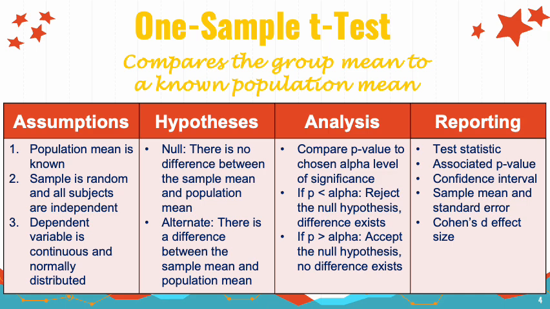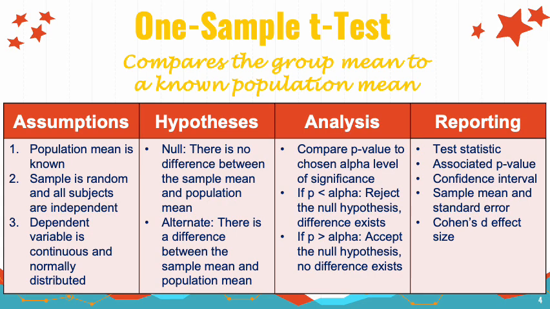in the United States. There are 3 assumptions of the one sample t-test that you must check before running this test. First, you must know the population mean. We cannot compare a sample mean to a population mean if the population mean is unknown. Second, the sample must be randomly selected from the population, and subjects within the sample must be independent of each other. In other words, no participant should have been sampled or measured more than once. And third, the dependent variable must be both continuous and normally distributed.